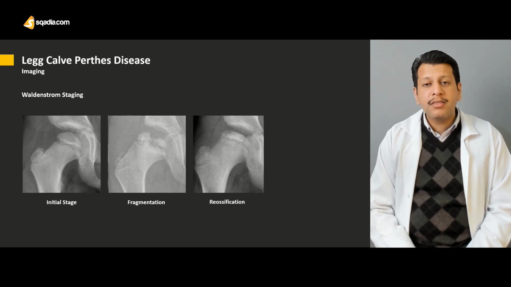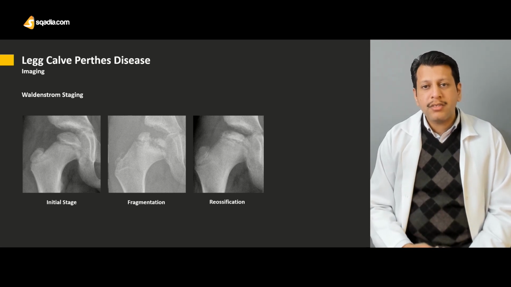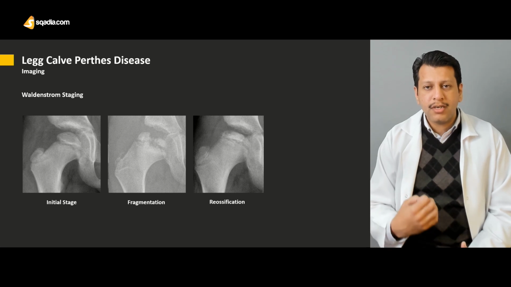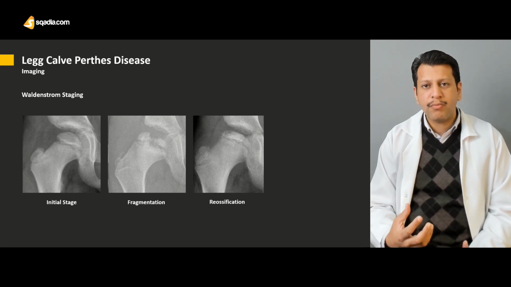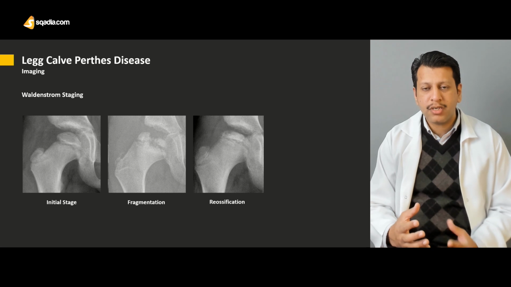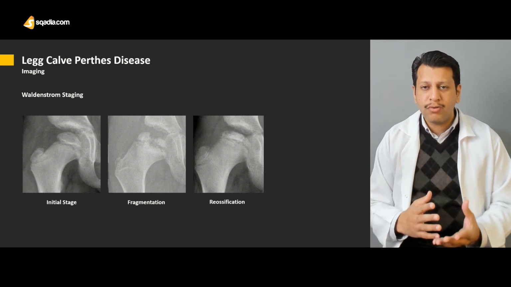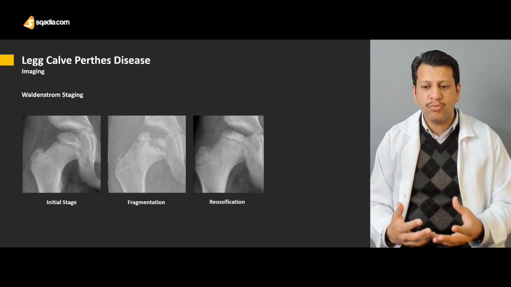From then, the bone starts to reossify. This is the third stage, the healing. Once the fragmentation has occurred, the bone has to heal, and it heals by reossification. That is, the osteoblasts start to proliferate there. The osteocytes mobilize to the area, eventually turning into osteoblasts, and the osteoblasts lay down the new bone.